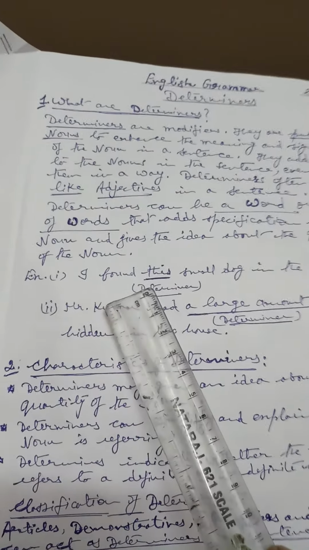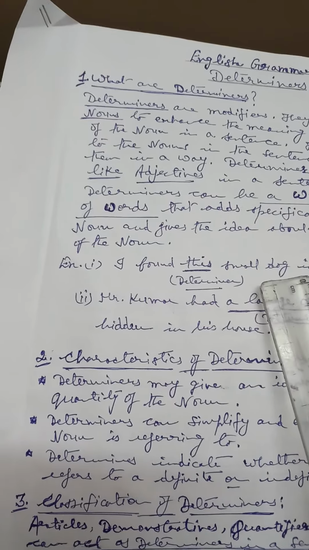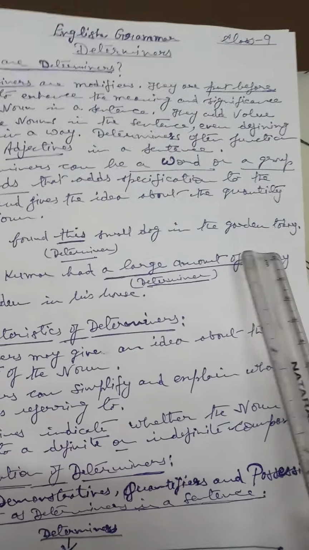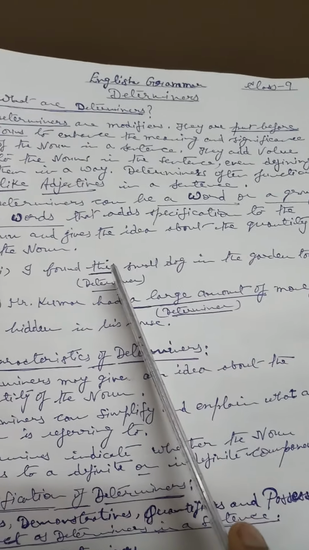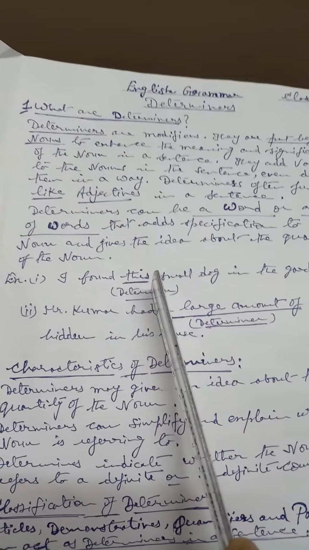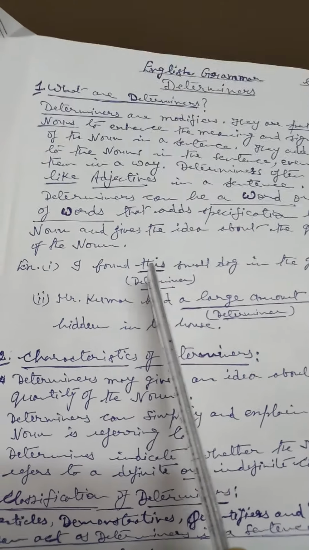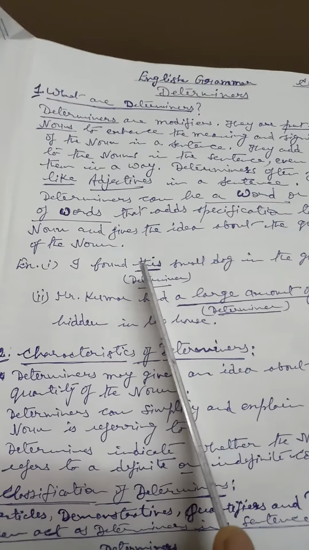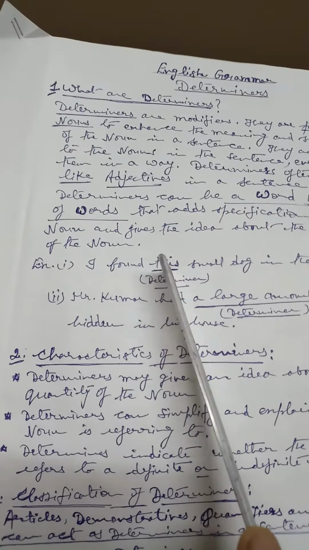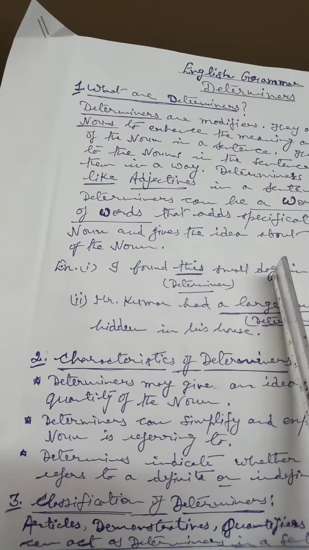I found this small dog in the garden today. Here, this is a determiner. Which dog? This dog. So this is pointing out a certain dog. So this word here is playing the role of a determiner for the noun small dog.